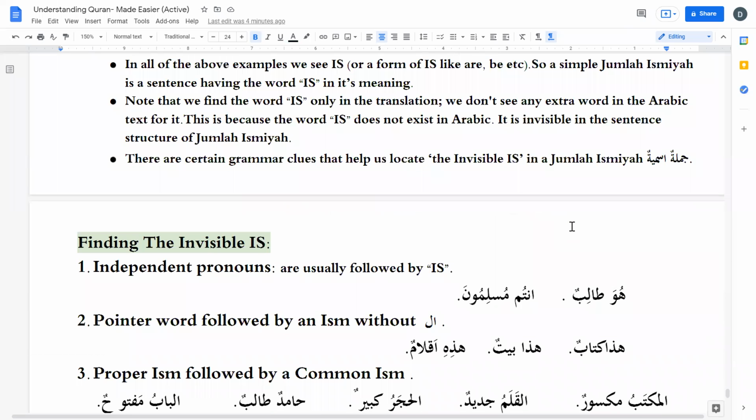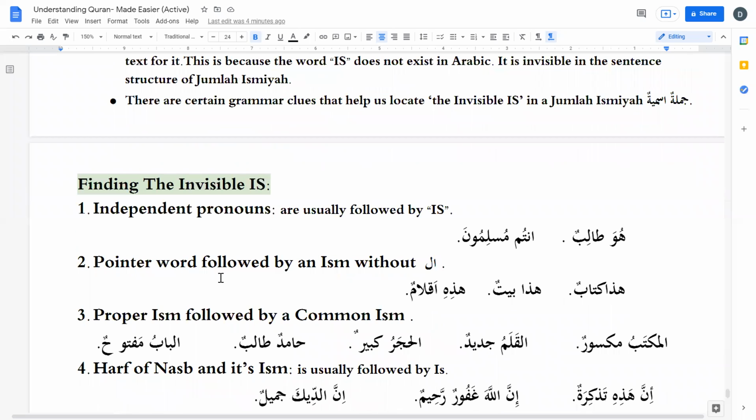Let's see. There are certain grammar rules that help us locate the invisible is in a Jumlah Ismiyah. So in the structure of Jumlah Ismiyah, there are certain grammar clues. And what are they?